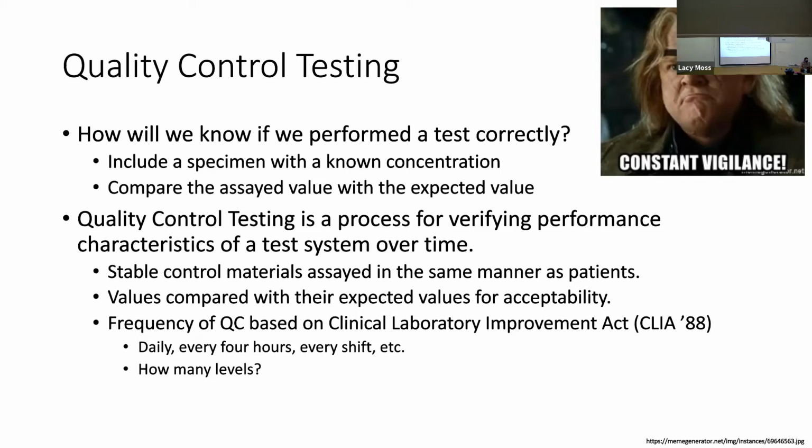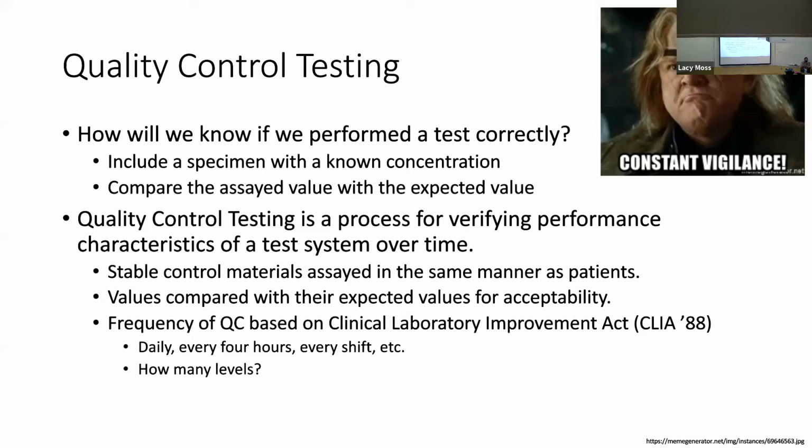So you can assay the control materials in the same way you assay the patient, and then you compare it to the expected values for acceptability. And then the frequency in which you have to do this is based on CLIA rules. So sometimes it's every shift, sometimes it's every time you run things you don't run very often, you just do it whenever you're going to run it. And then other things, it's like every 4 hours because it gets sketchy really quick.